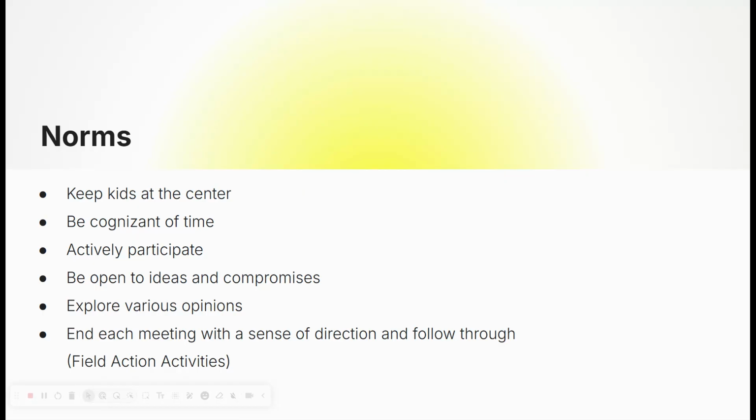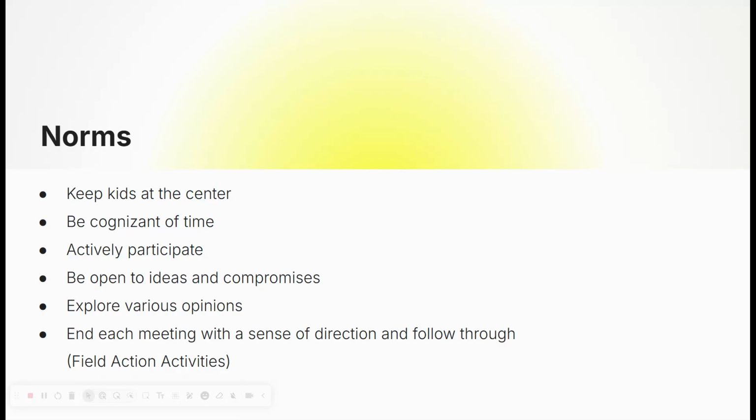Be open to ideas and compromises and explore various opinions. Those two norms go together. It's very important as we go through this process that we are all open to what other people have to say, that we are willing to listen, and that we are able to communicate with each other.